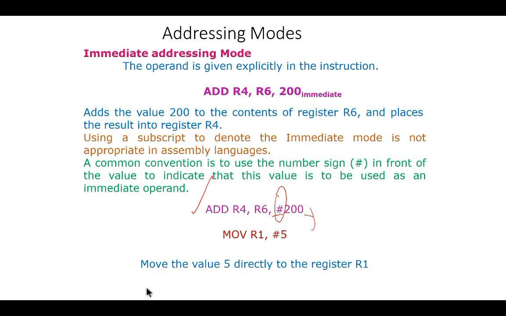Here, the hash symbol indicates a value, which means this value will be added to the content of R3. So R3 will be added with 200 and then the result, which means R3 plus 200, is placed in the register R4. So an instruction represented with the help of the hash symbol is said to be an immediate addressing mode.